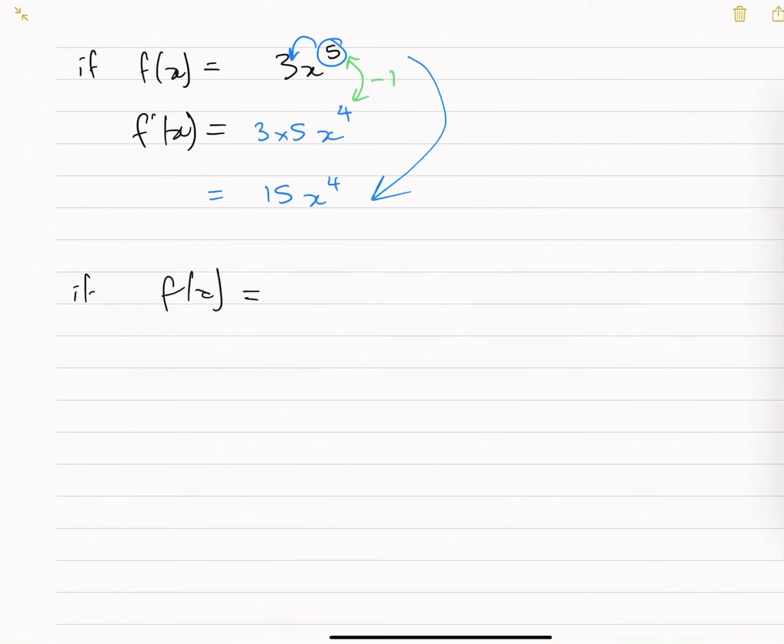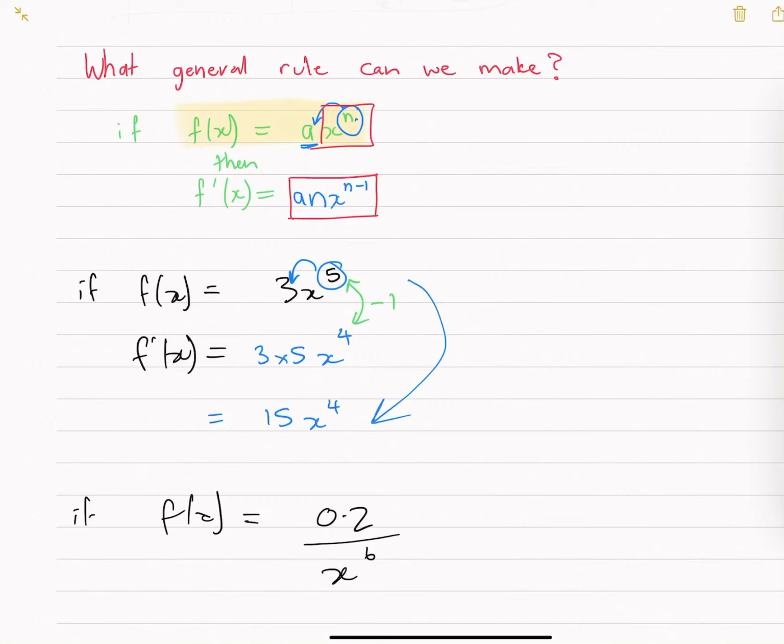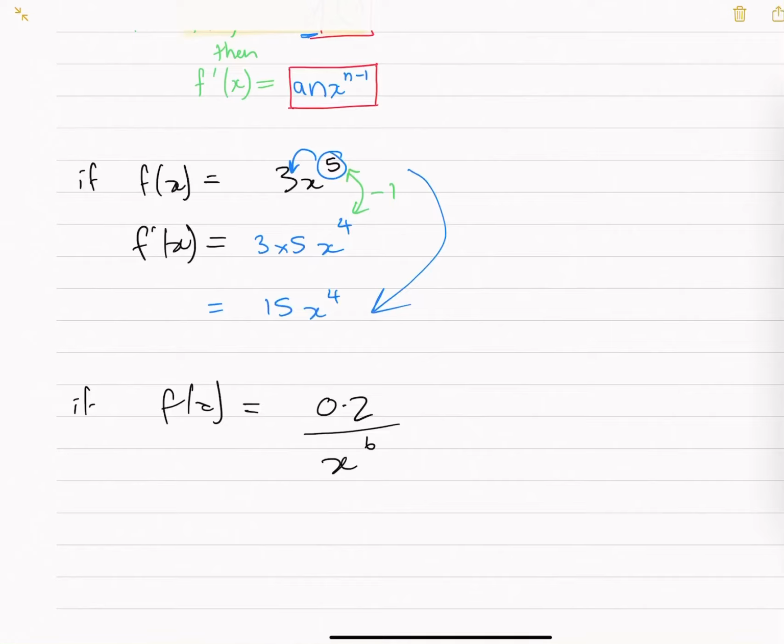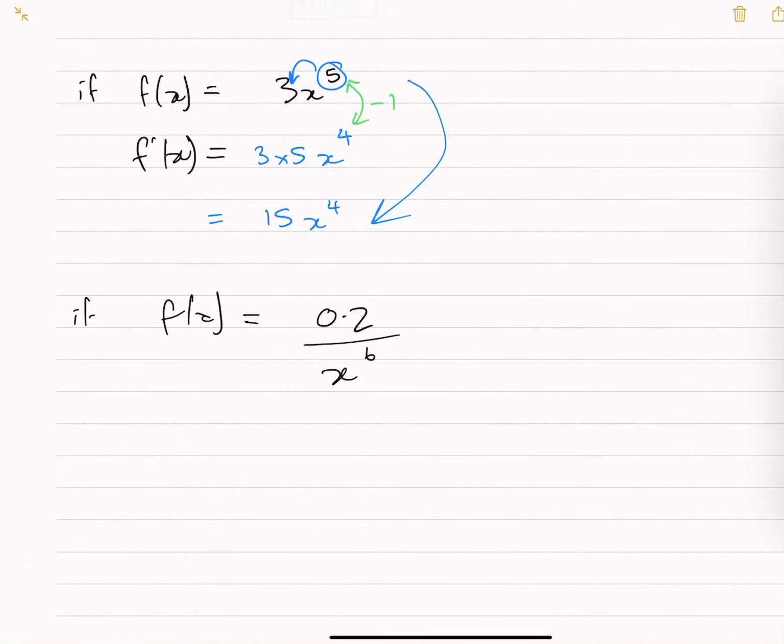If f of x is equal to, so this time I'm going to have 0.2 on x to the power of 6. All right. So the first thing we want to do is get it into this form that we see for our general form, in the form of ax to the power of n. And this is just that. It's ax to the power of n, where a, if we rewrite this, is 0.2, x, and n is the power of -6. So for these, we want to try and think about it in terms of a non-fractional or non-denominator power. So we want to write it like that using our index laws.